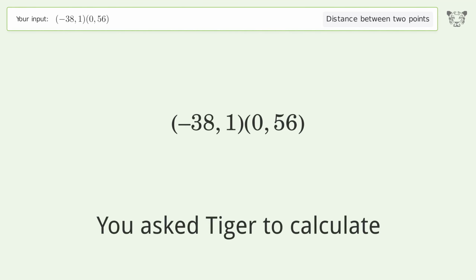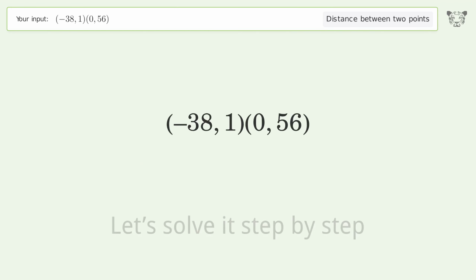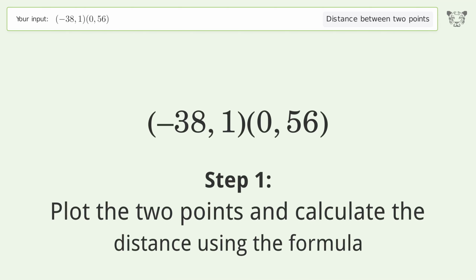You ask Tiger to calculate. This deals with the distance between 2 points. The distance between the 2 points is the square root of 4,469, or 66.851. Let's solve it step by step. Plot the 2 points and calculate the distance using the formula.